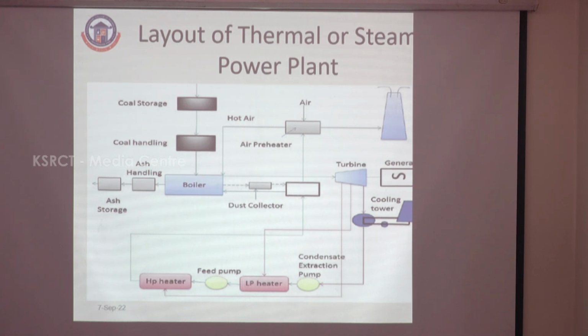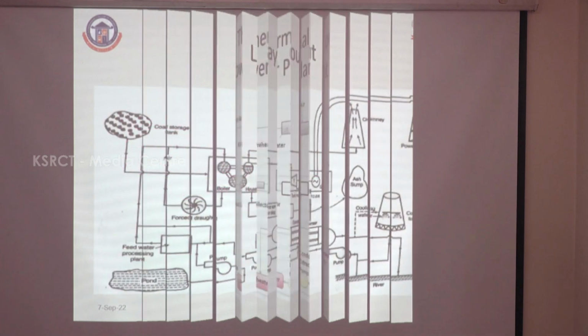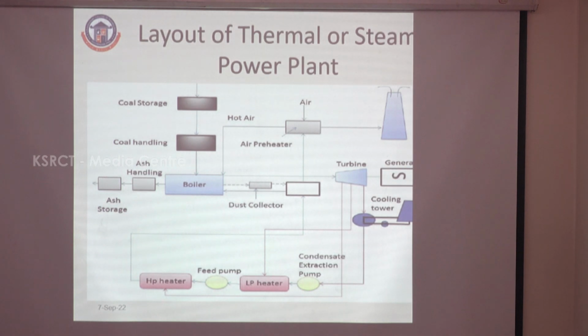Next, air circuits. The air circuit consists of two units. One is the air storage unit, second one is the ash handling unit. This is called the coal and ash circuit. Next, air and flue gas circuits.